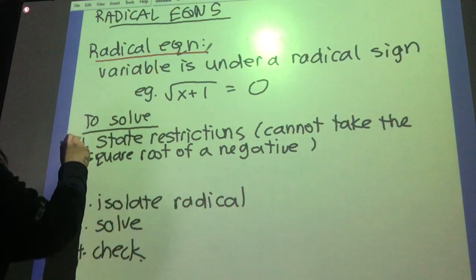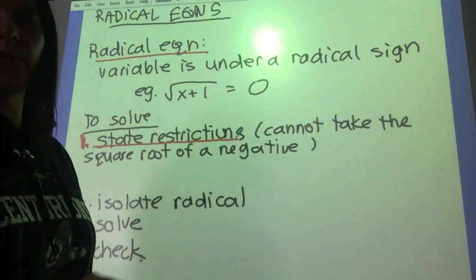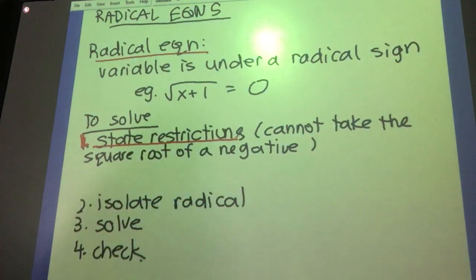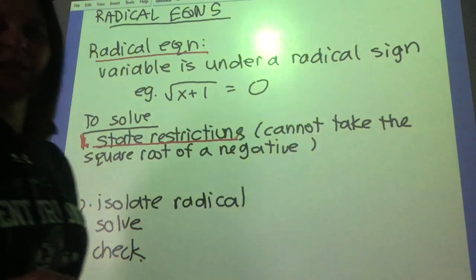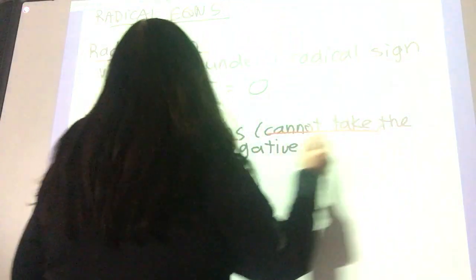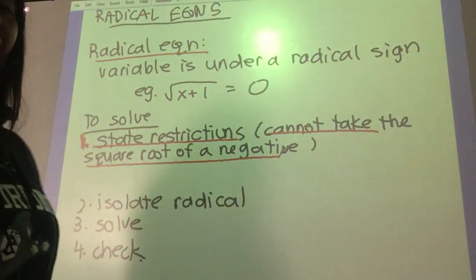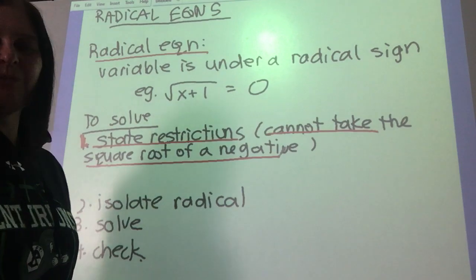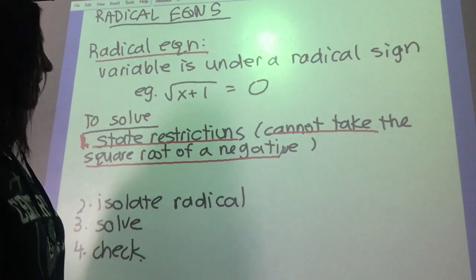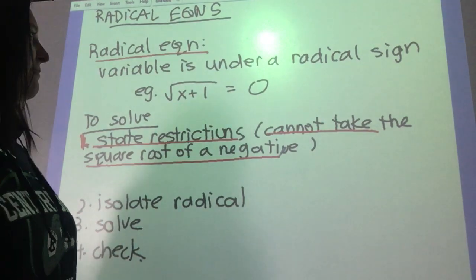To solve, step number 1, we have to state our restrictions. I did mention that in a previous lesson, and I'll talk about it a little bit more. The key thing that we need to learn now, and it comes up a lot in grade 12, is you cannot take the square root of a negative. That line you do need to remember, and it comes up quite a bit in grade 12 pre-cal. Because we can't take the square root of a negative, we have to state our restrictions up front.